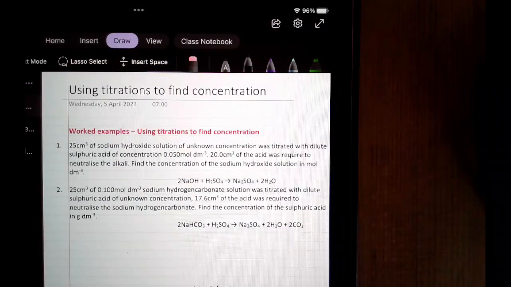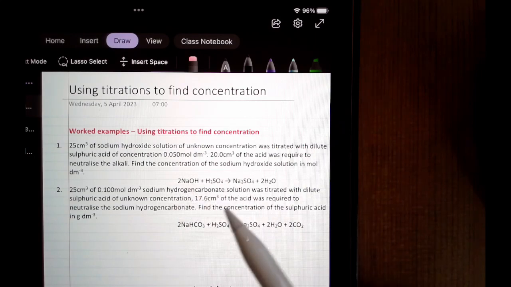In this video, I'm going to run through some basic titration calculations, where titrations are just used to find concentration. So in a titration, you're going to have one standard solution. You'll know the concentration of that solution, and you titrate it against another solution whose concentration you don't know, and you can use the titration to find out that unknown concentration. I'm going to do this second example here.